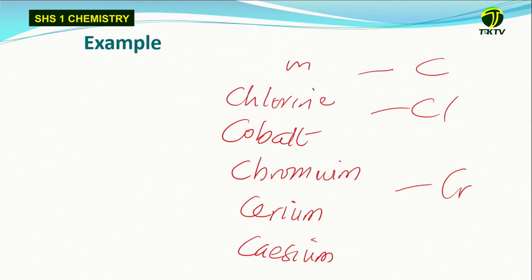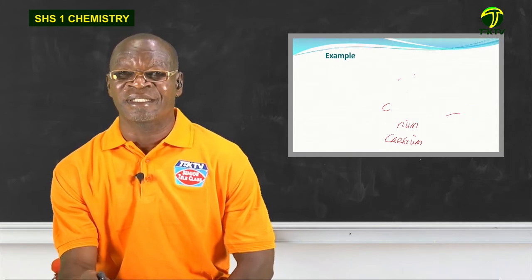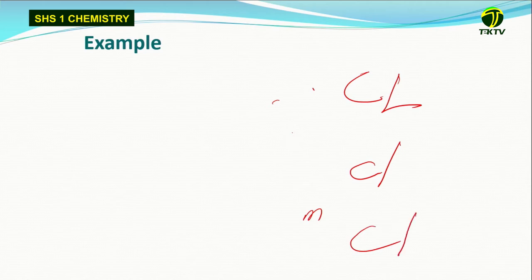Now, whenever we are using the first letter, it is always capital. But if we are using another letter in addition, the second letter that we are representing should be a small letter. Sometimes some people write chlorine as CL. It is wrong because the second letter should not be a capital letter. And if you also write cl like this and C is small, it is also wrong. The C should be capital and the l should be small. So let us look at examples of these symbols.